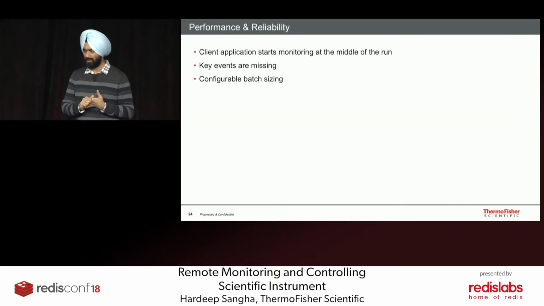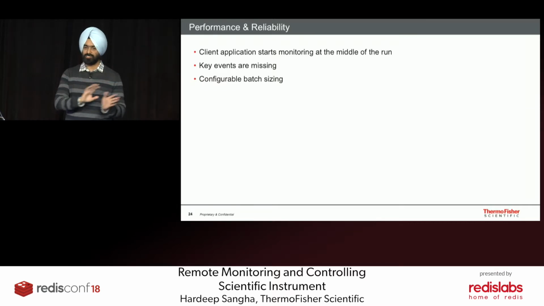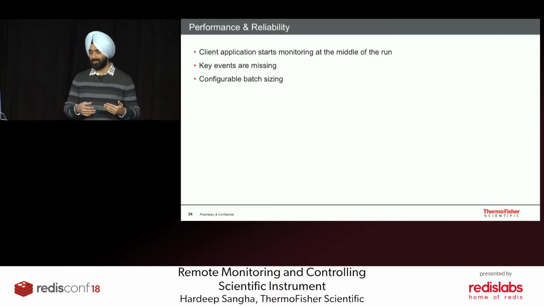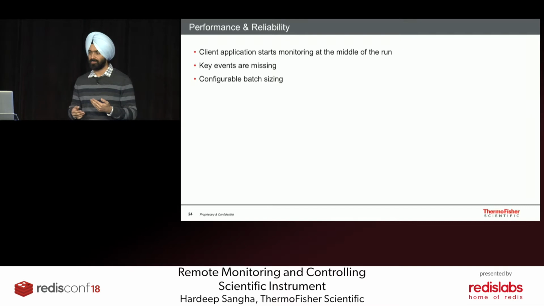So, the performance and reliability. We did a few tricks here. The ingestion is happening all the time, right? When the run starts, you don't have to connect to a remote monitoring application for the ingestion to happen. As the run starts, the instrument starts sending data, and we start storing it. The client application can start monitoring in the middle. So there's already something that has happened, and you go back to your desk maybe 2 hours later and start monitoring it. In that case, what our UI will do is not fetch at the same rate.